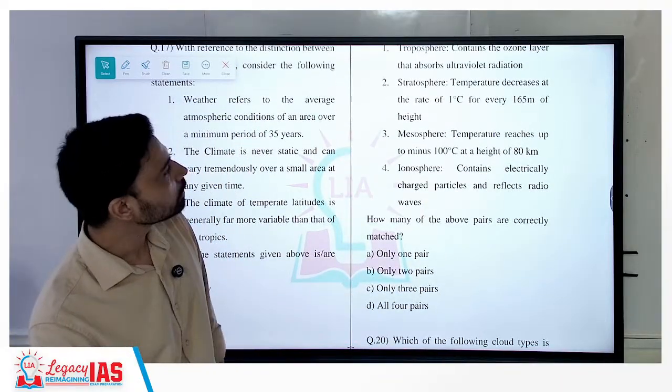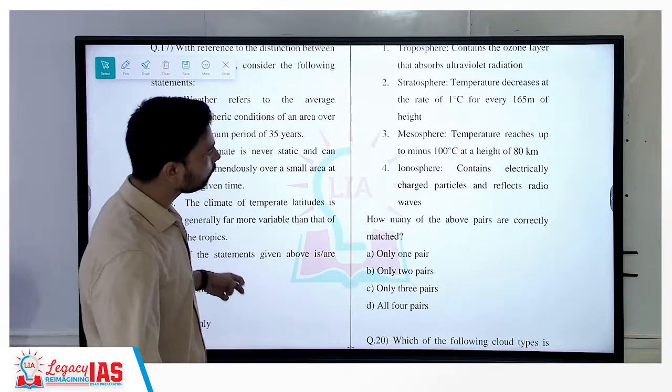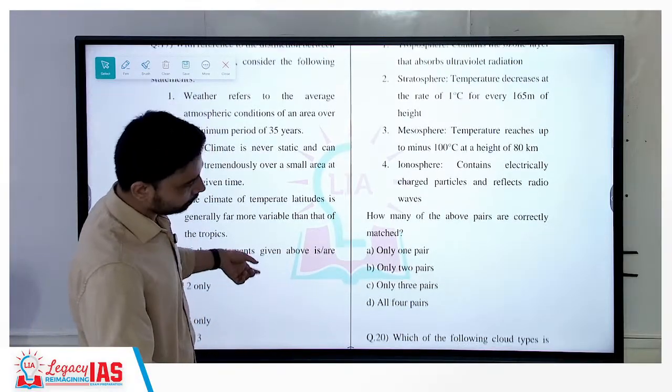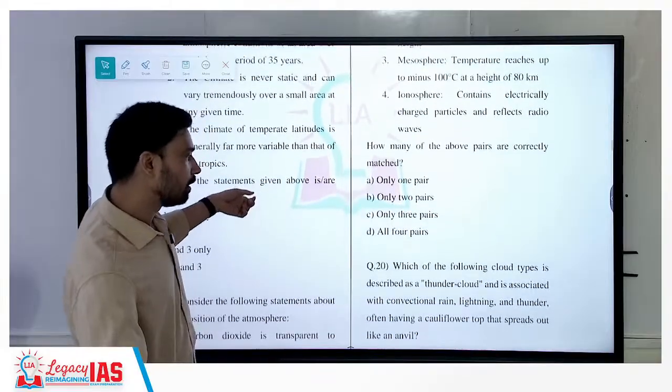So how many pairs are correct? Only two pairs. Third and fourth are the correct pairs. So B would be the right answer.